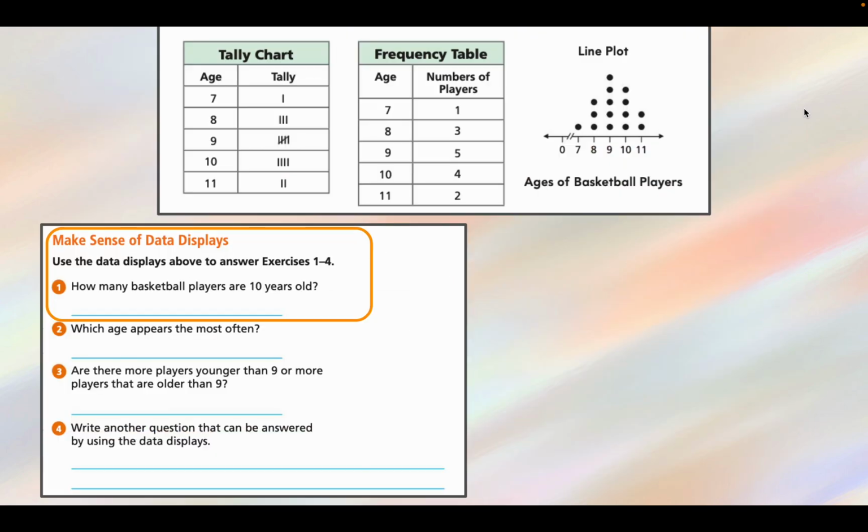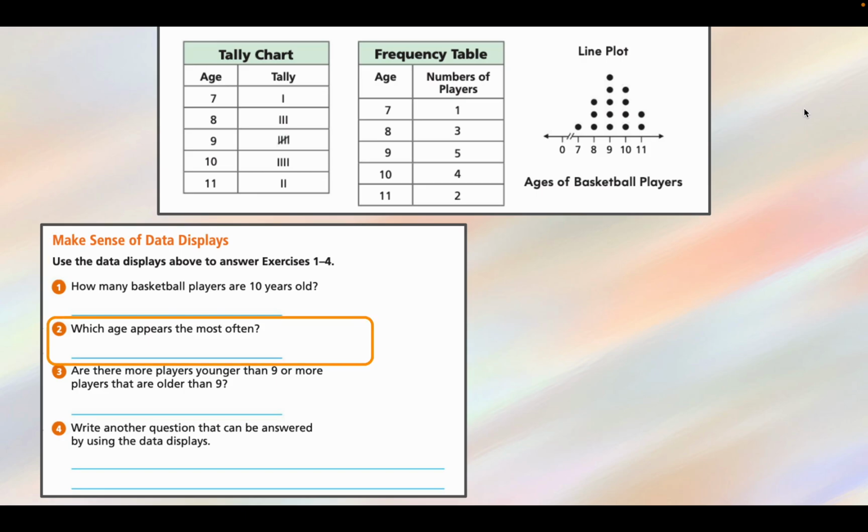All right, so on page 291, I want you to use those tally charts, frequency tables, and line plots to answer the questions. Number 1, how many basketball players are 10 years old? You can look at any one of those to help you answer that question. They all have the same answer. So you're not adding them up. You just choose one way to look at it. So you can look at the tally chart to get your answer, the frequency table, or the line plot.